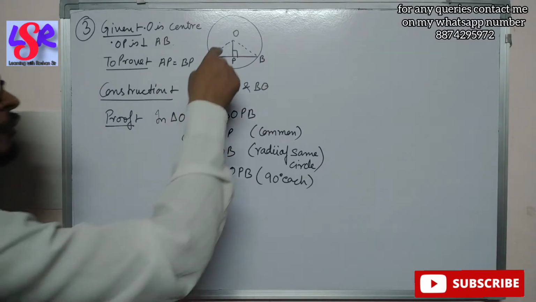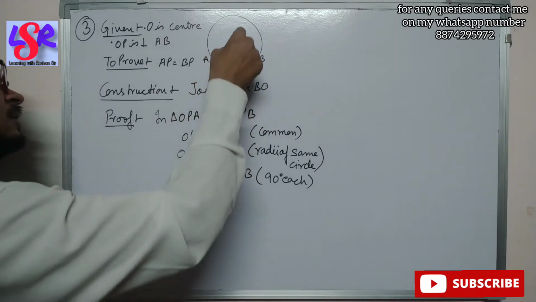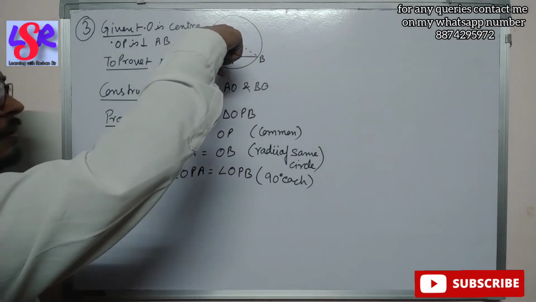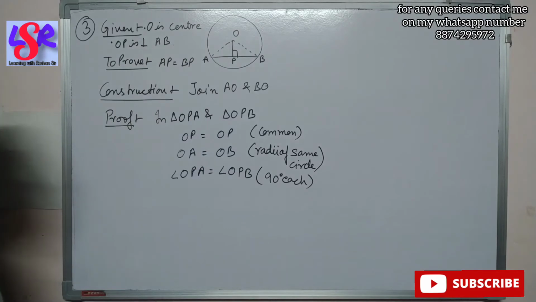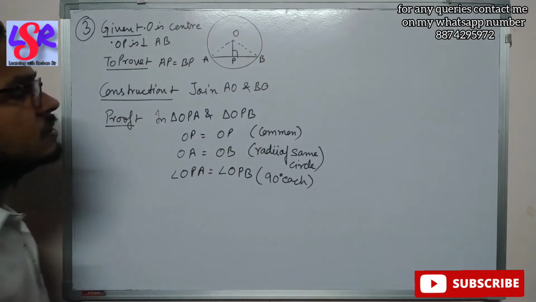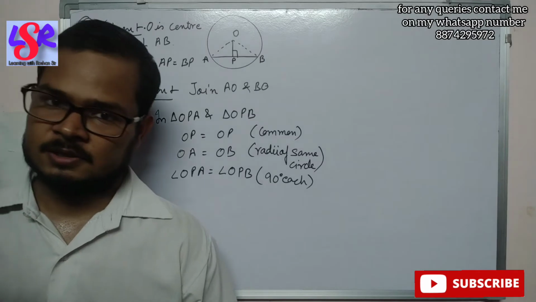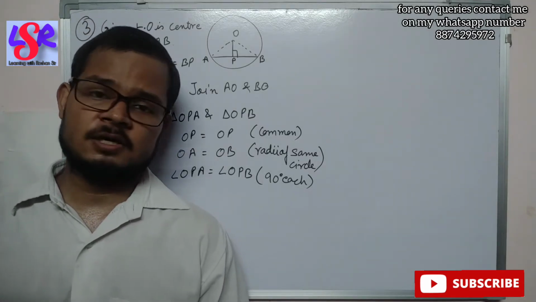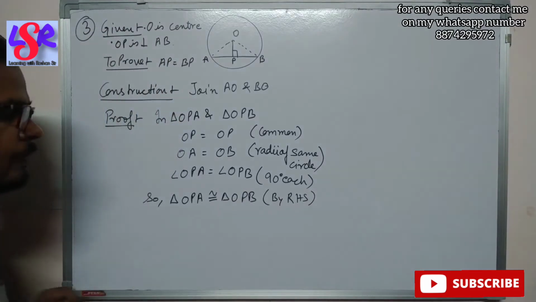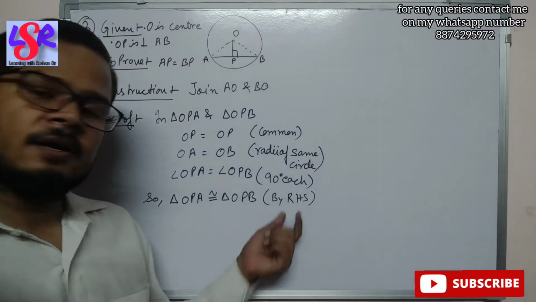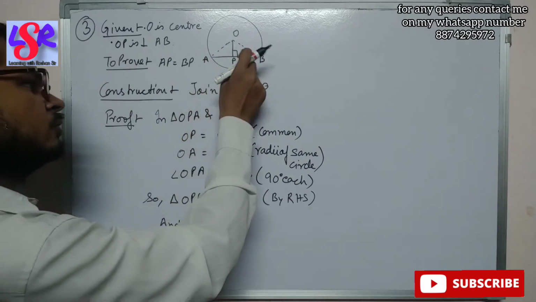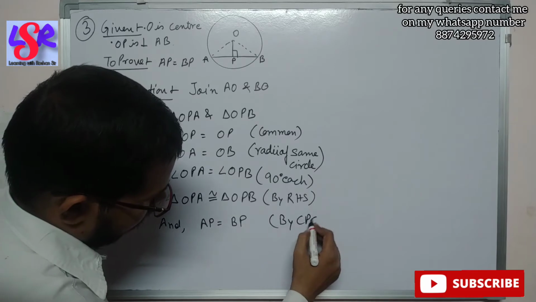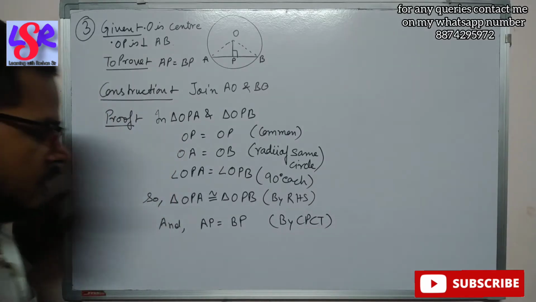Now, while proving these two triangles congruent, we have used this right angle, that is angle OPA. Then this side OA, which is the hypotenuse of this triangle, and this side OP, which is the other side of the triangle. So here we have used the criterion of RHS to prove the two triangles congruent. Triangle OPA is congruent to triangle OPB by RHS, and AP equals BP by CPCT. Hence proved.